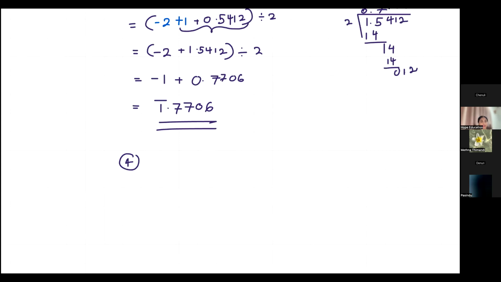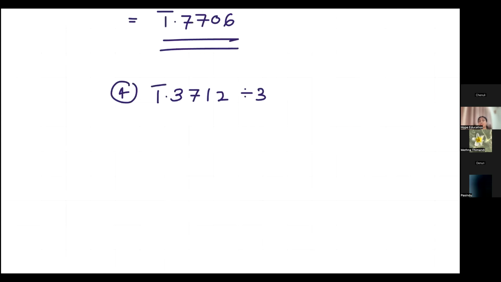Let's look at something like this. Bar 1.3712 divided by 3. Again, here I have a log number which I have to divide by a whole number. So this log number, I'm going to separate it into characteristic and mantissa. So bar 1 means minus 1 plus 0.3712 divided by 3.